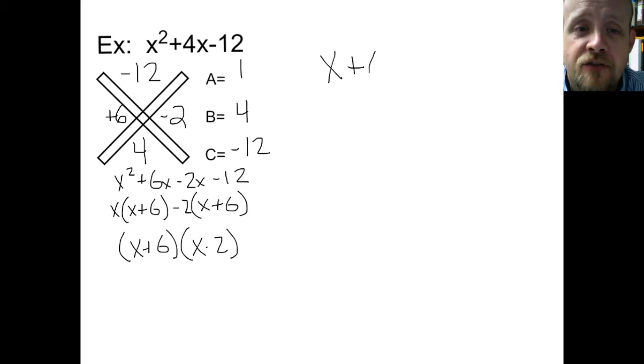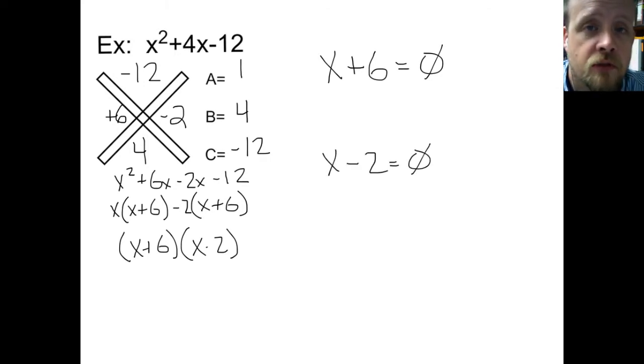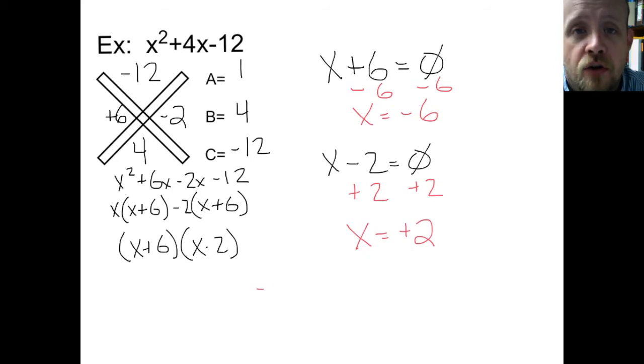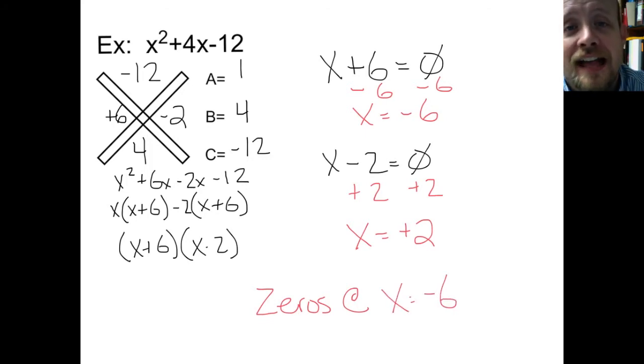So we take each individual factor, set it equal to 0. So x plus 6 equals 0 and x minus 2 equals 0. Let's subtract 6 from both sides on the top equation. We get x equals negative 6. We're going to add 2 to both sides, and we get x equals positive 2. So those are our zeros. Our zeros are located at x equals negative 6 and x equals positive 2.